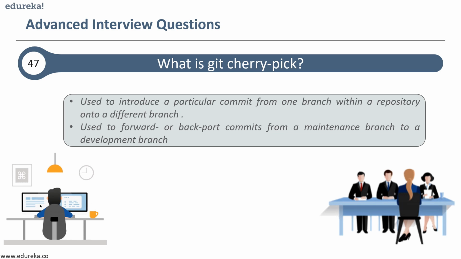This is in contrast with the other ways such as merge and rebase, which normally apply many commits onto another branch. So the syntax for this command is very simple. You just need to type git cherry-pick and the commit hash.